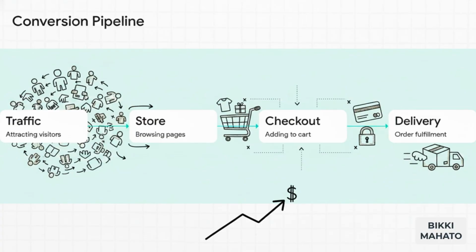This is the conversion pipeline. You attract the traffic, they browse the store, they move to checkout, and finally, delivery. Your primary goal as the architect of this whole engine is to drive as many people as humanly possible from step 1 all the way down to step 4 at the lowest possible cost per sale. Because every single drop-off between these steps, that's a massive leak in your engine's efficiency.